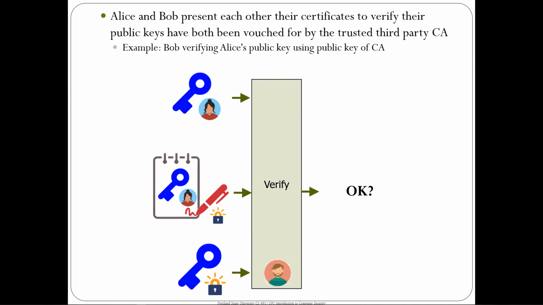Alice needs to do the same thing. Alice needs to say, I don't know you, Bob, send me your certificate. And then Bob will also exchange his certificate. And this is how you get the mutual authentication going on either side.